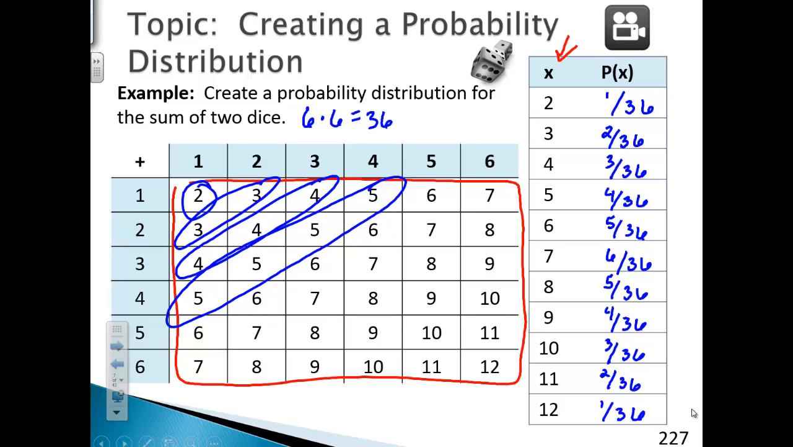Now the other thing I want to show you is that if you take the probabilities and you add them up, they do equal 1. So our denominator is 36, right? So now we're going to add the 1, 2, 3, 4, 5, 6, 5, 4, 3, 2, 1. Adding those together, you get 36 out of 36, and that is equal to 1. So this is indeed a probability distribution.